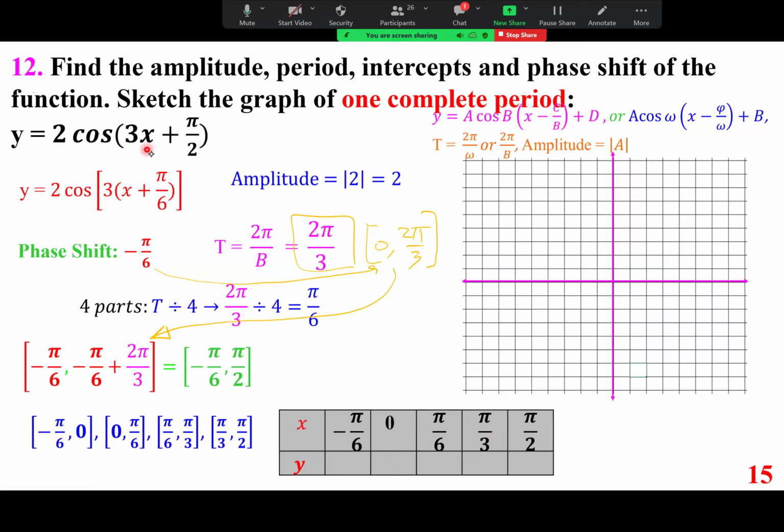So we're going to plug in here. Minus pi over 6 times 3, negative 3 pi over 6. Let's just try this one, for example. If I plug this in, I get 2 times cosine of 3 times negative pi over 6, which is negative 3 pi over 6, plus pi over 2. I hope you recognize this as 0. Cosine of 0 is 1, so this is 2. What about 0? If I put 0 here, I get 2 cosine of pi over 2. Cosine of pi over 2 is 0, 0 times 2 remains 0.